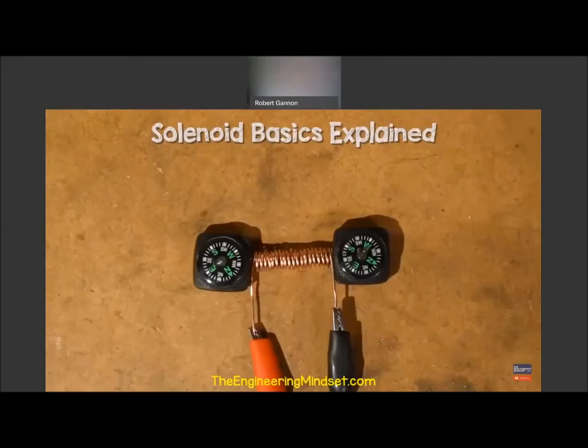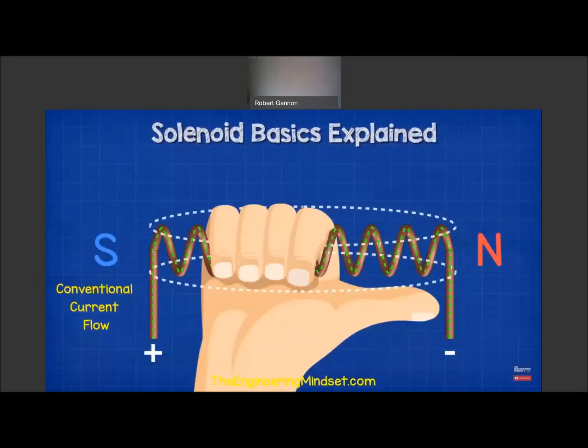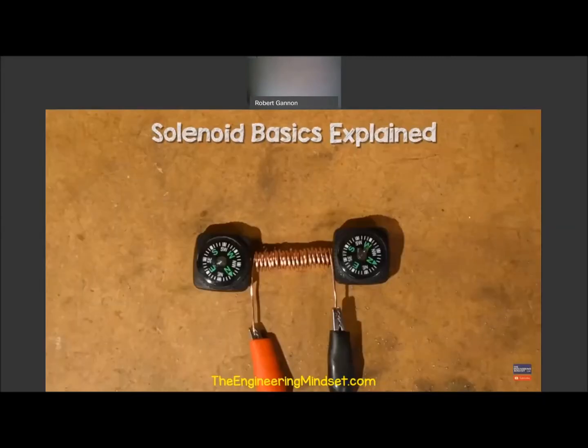So if we have current flowing in this coil from positive to negative, so from left to right, then the current is flowing through the coil towards us, and the north pole will be on the rightmost end. We can check that because the compass will face the opposite direction. Remember, opposites attract. So one compass points north for the coil's south pole, and the other points south for the coil's north pole.